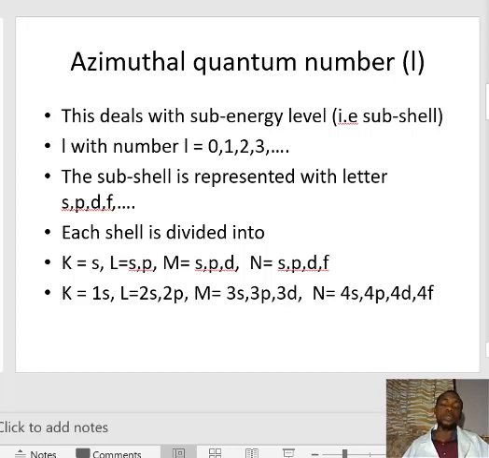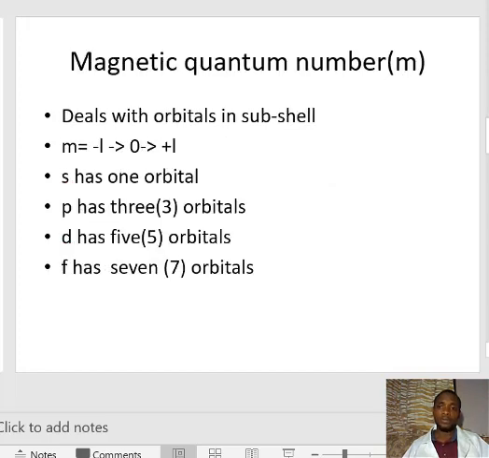So in K shell, which is the first shell, the subshell we have there is 1s. While in L, we have 2s and 2p. In M, we have 3s, 3p, 3d. In N, we have 4s, 4p, 4d, 4f, and so on and so forth.